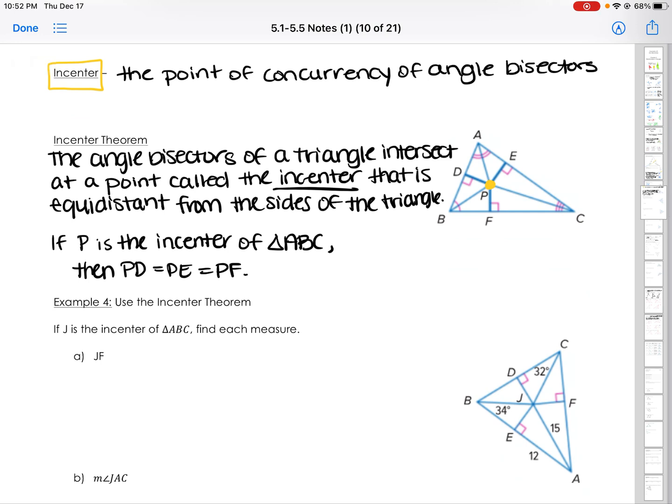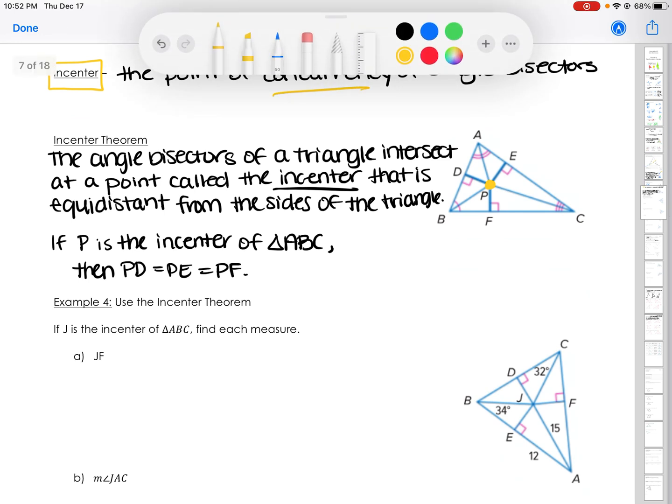The incenter is the point of concurrency, the point where they all cross, of the angle bisectors. So the circumcenter was where the perpendicular bisectors met. The incenter is where the angle bisectors are going to meet. So we have an incenter theorem, and it says that the angle bisectors of a triangle intersect at a point called the incenter, and that is equidistant from the sides of the triangle.